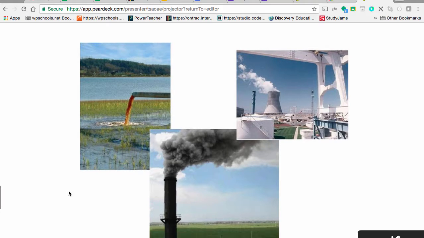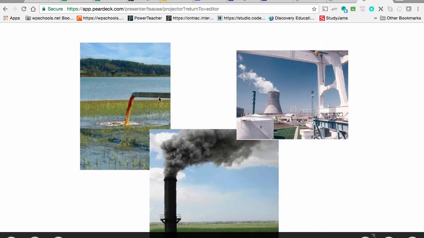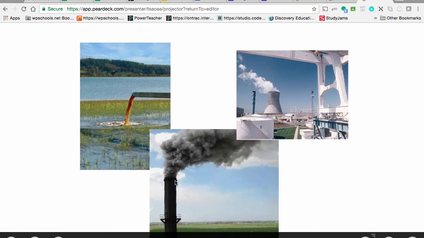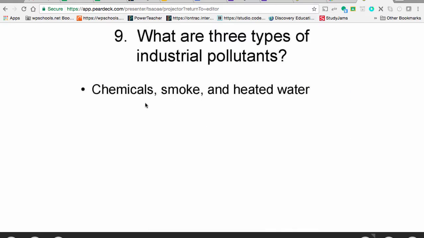Industry can cause water pollution through several ways. We could have water pollution directly dumped into the water. We could have hot water actually that's cleaned but being returned back to the river system. Hot water is harmful because it kills animals due to the temperature change. And then we have acid rain formed from smoke or carbon dioxide gas released into the atmosphere. So the three types of industrial pollutions are chemicals, smoke, and heated water.